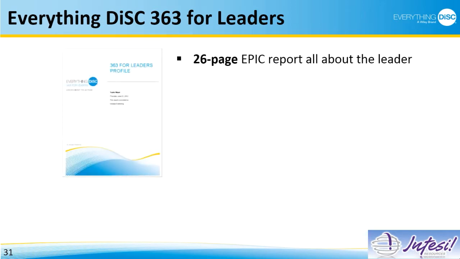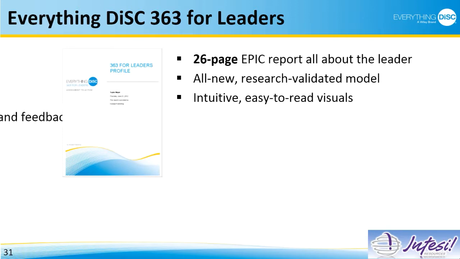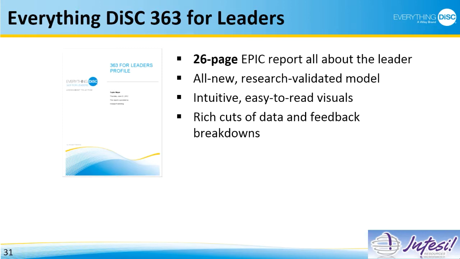The leader's 26-page profile begins with an explanation of the 8 approaches and a personalized narrative about their leadership outlook. It's based on a research-validated model, and the report is easy to read with strong visuals and illustrations. The profile then shifts focus to help the leader understand how others see them with rich cuts of data and feedback breakdowns. This shift begins with the big picture view of the feedback.